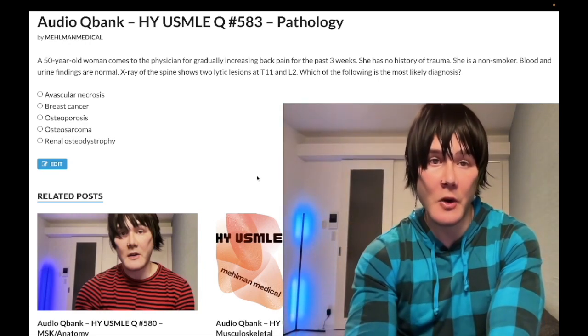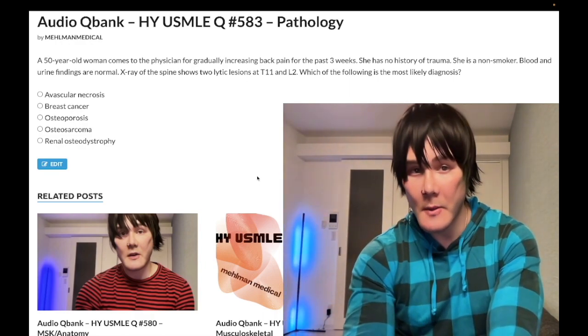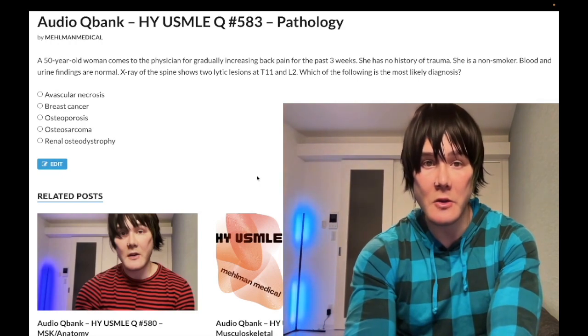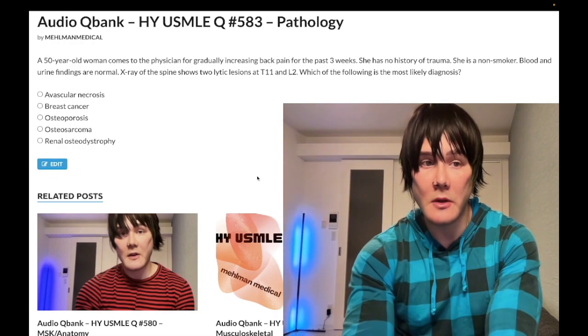Let's start the clip. So 50-year-old woman, she has gradually increasing back pain for 3 weeks, no history of trauma, she's a non-smoker. Blood and urine findings normal. X-ray of the spine shows 2 lytic lesions at T11 and L2. Question wants to know the most likely diagnosis. So let's just whip through the answer choices here.